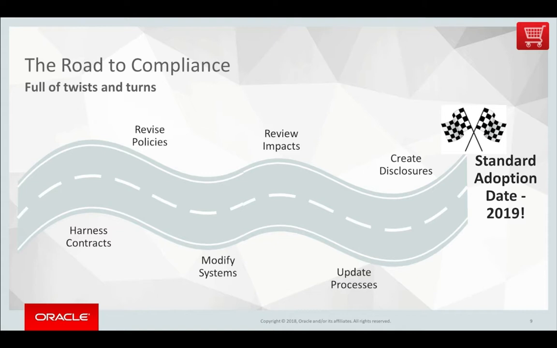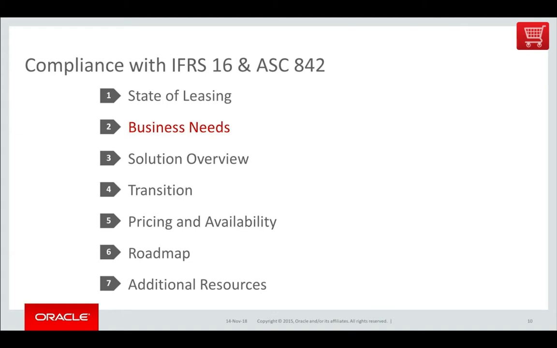From there, understanding what the policies will be. Okay, based on these contracts we have, what will our policy be for treating these things? Looking at the impacts of that, looking at new systems, putting new processes in place on how am I going to account for these things, how am I going to get that information from the contract into the systems, all the way to the point of disclosures. So let's drill down a little bit into the business needs.